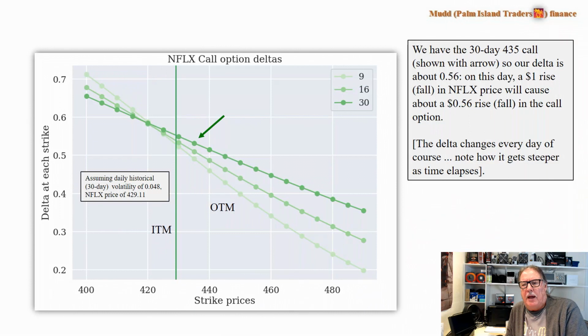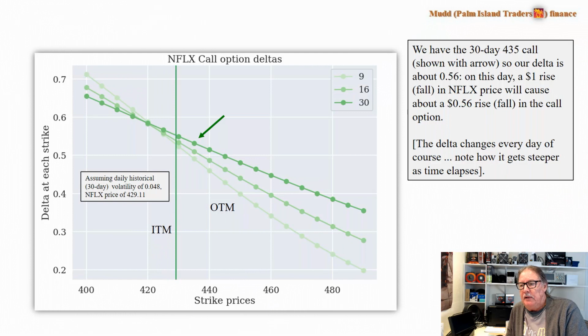Now, I gave you a simpler version of this mapping somewhere along the line, in the lecture about the Greeks. And I'm repeating some of the material from that lecture, but we go past that lecture at some point here. Here we are looking at the actual Netflix call option deltas on this same day. Again, we're assuming the 30-day volatility of 0.048, and we'll explain where we got that from, using that with a Netflix price of $429.11, which again was the price. This is the mapping of the call option deltas for 3 strikes.